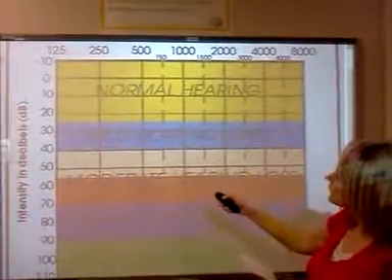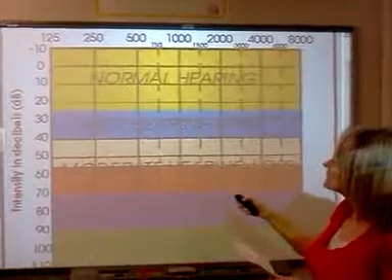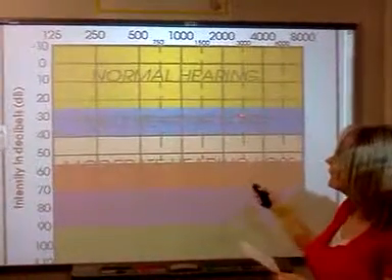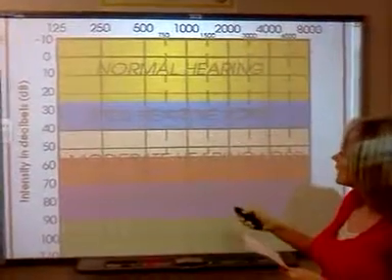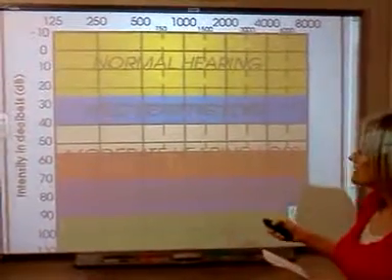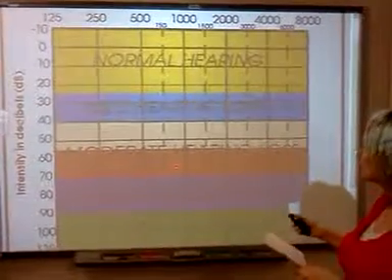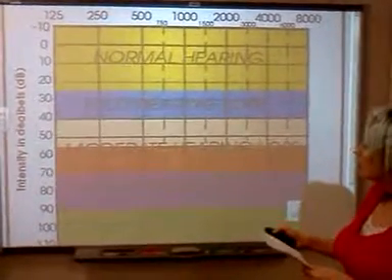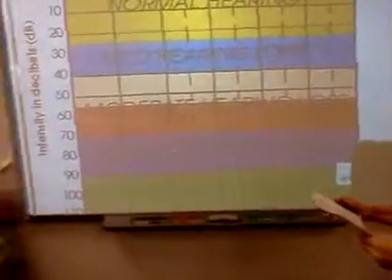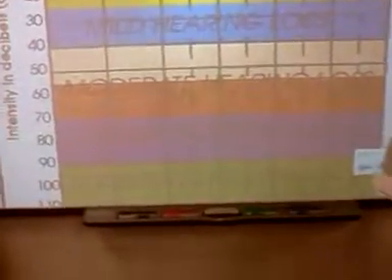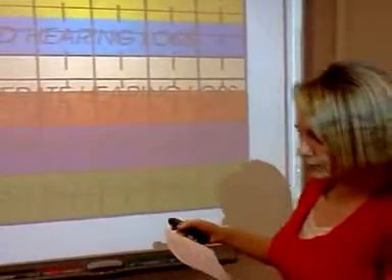Then 25 to 40 decibels is a mild hearing loss. It's represented in this blue area. From 40 to 55 is a moderate loss, represented in this tan area. And then 55 to 70 is a moderately severe loss, which is represented in this orange area. Then 70 to 90 is a severe hearing loss, represented in the purple area. 90 and above, represented in the green area, is a profound loss.